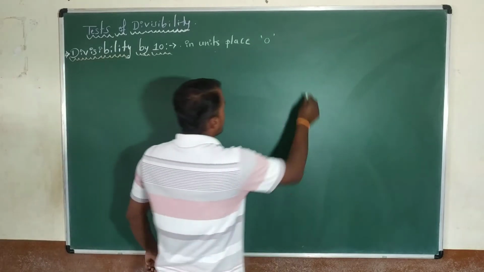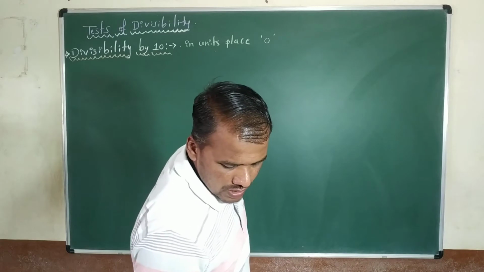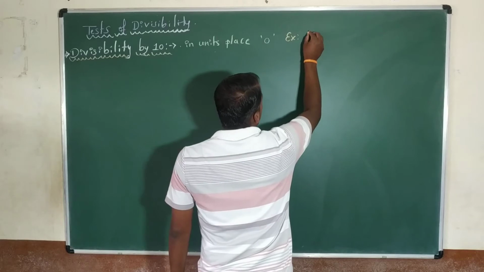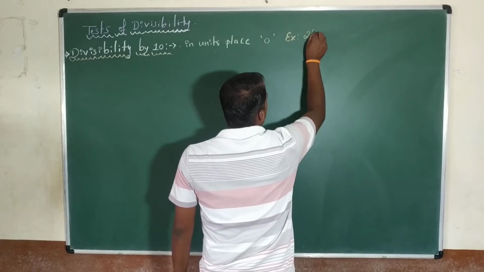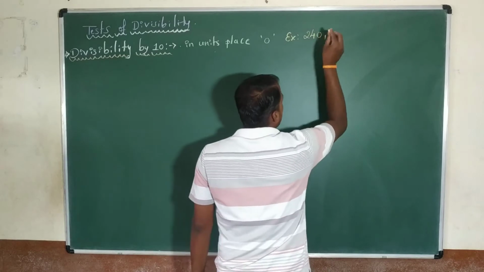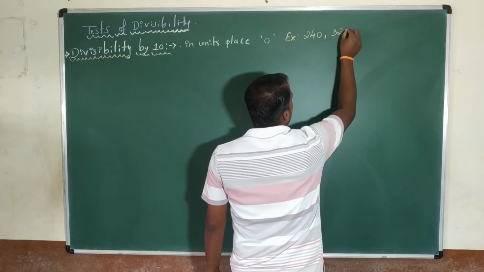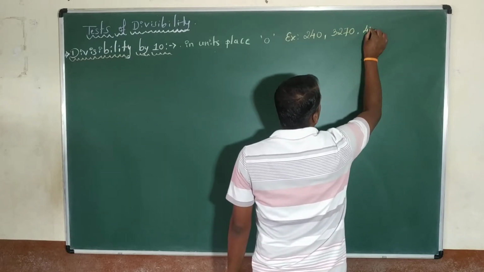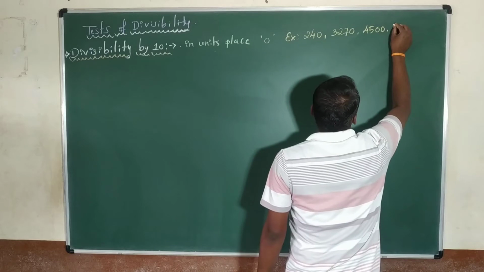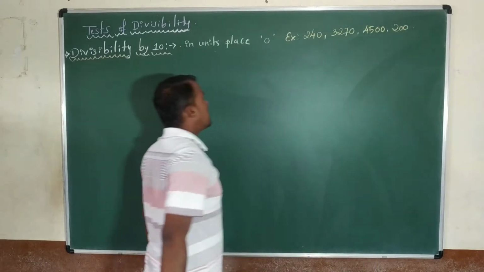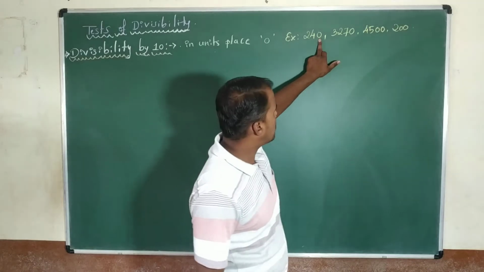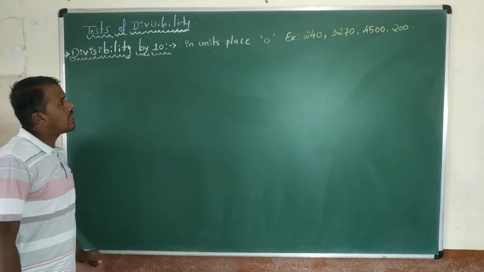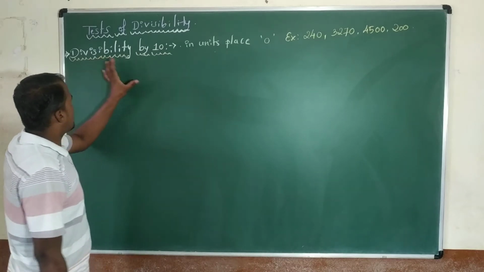For example, we have to write the examples. 240, it is divisible by 10. 3270, it is divisible by 10. 4500, divisible by 10. 200, divisible by 10. Observe here, all have 0 in the units place, so the number is divisible by 10. It is the divisibility rule by 10.